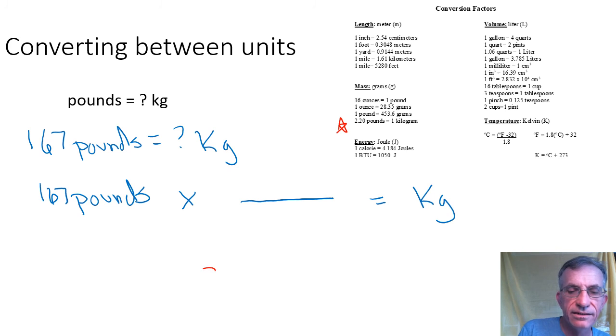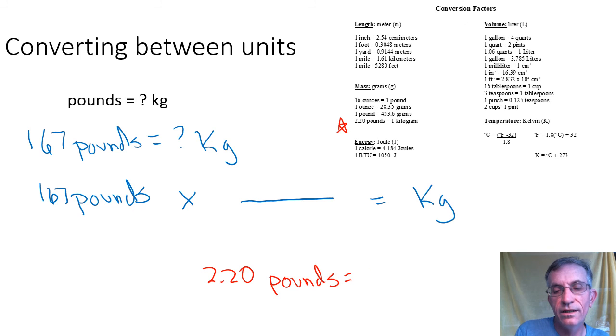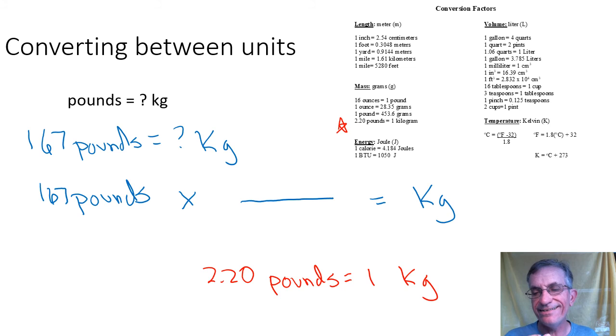Let me write it down here so you can see it a little better. 2.2 pounds is 1 kilogram. So now that I know how these units are related, I'm going to get the unit I don't want to cancel by putting it in the opposite blank, and I'm going to hopefully end up with the unit I do want.